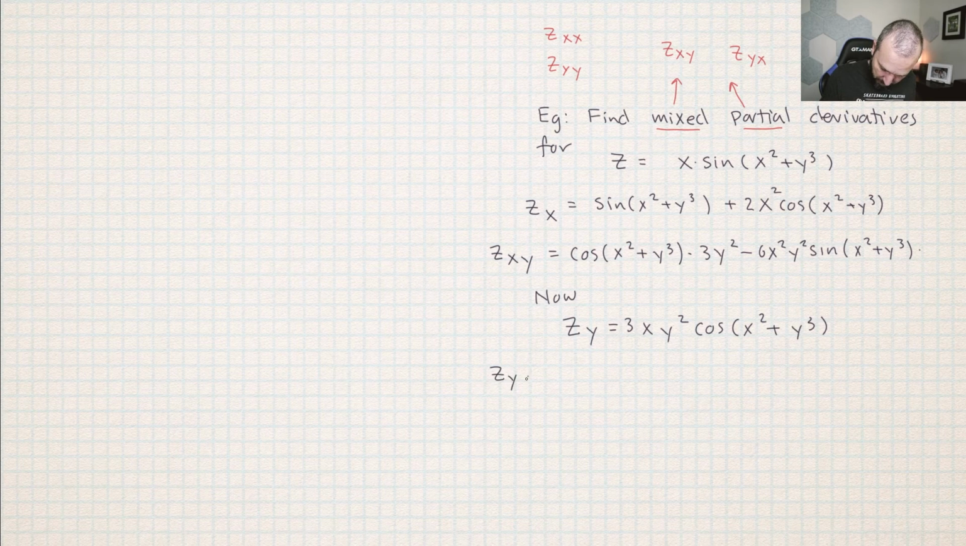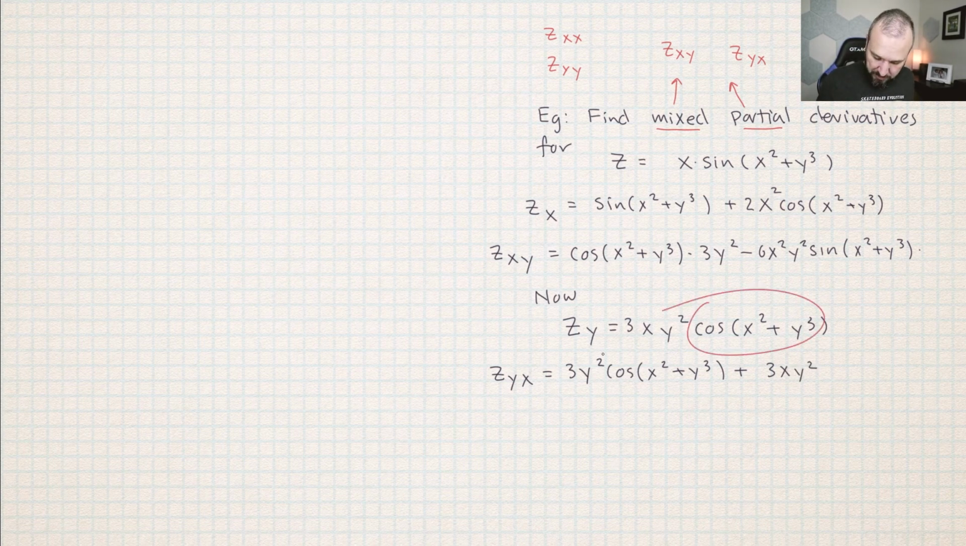So z sub y sub x is going to be equal to, so the derivative of the first is just going to be, I'm doing an x partial derivative here, so the x is just going to go away and all the rest of that is just constants. So I'm going to have 3y squared cosine of x squared plus y cubed, plus now I'm going to have to leave the first alone, so 3xy squared times, now I'm going to have to do the derivative of the second. So this is the second part right there.